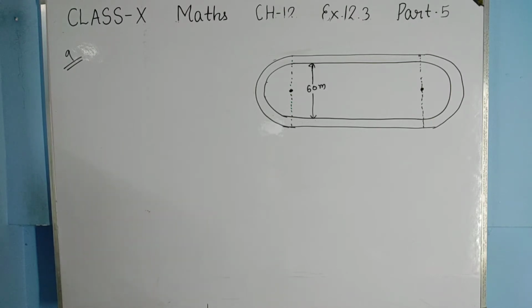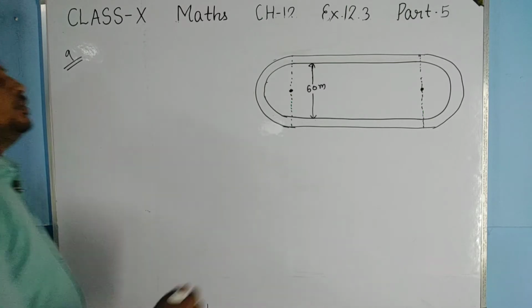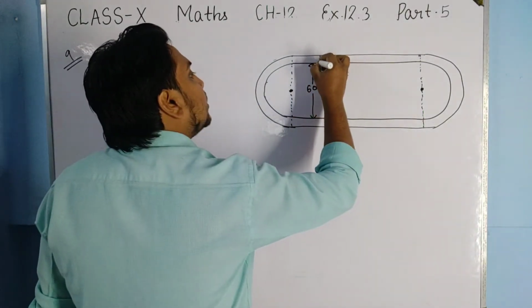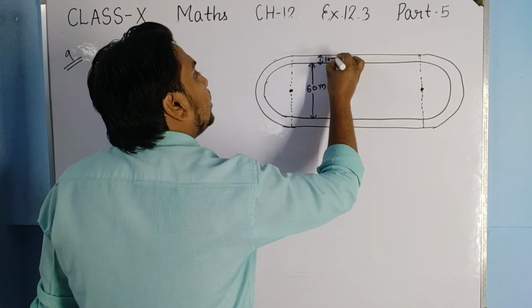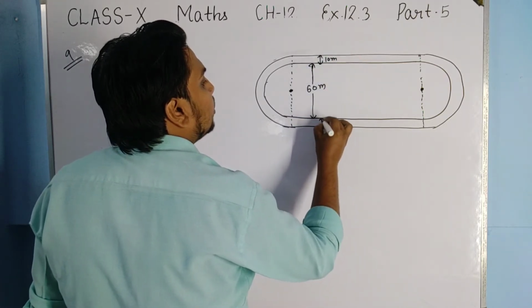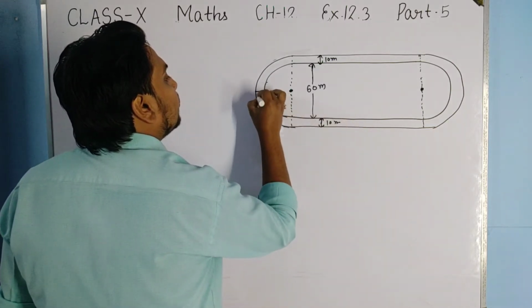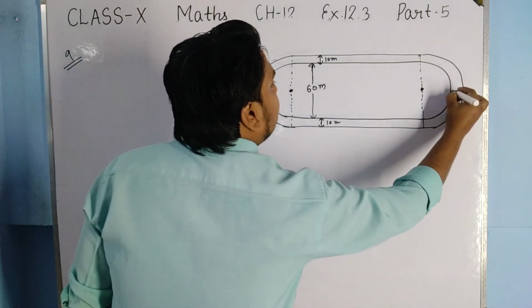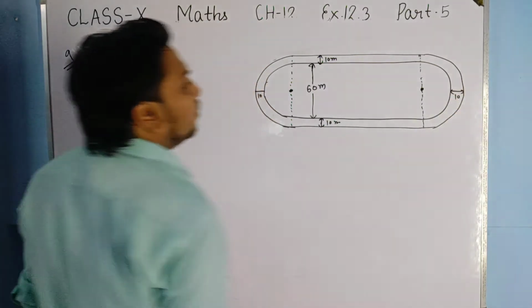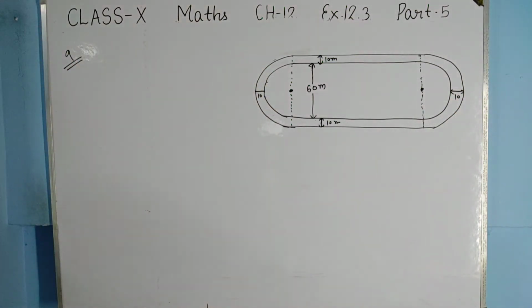If the track is 10 meter wide, it means the width of this is given as 10 meter. Everywhere it is 10 meter, so here also it will be 10 and here also it will be 10. The width of this track is 10 meter. It is said: find the distance around the track along its inner edge.